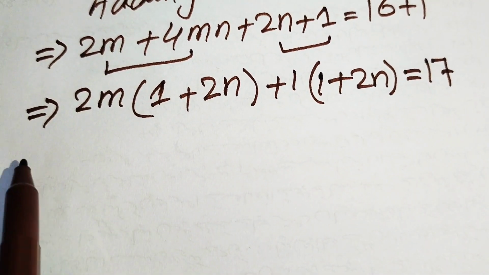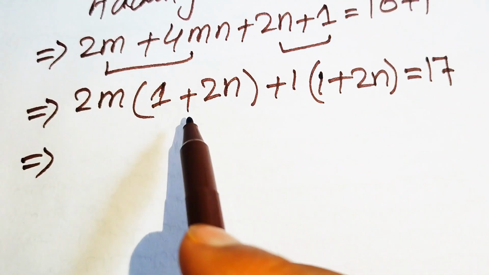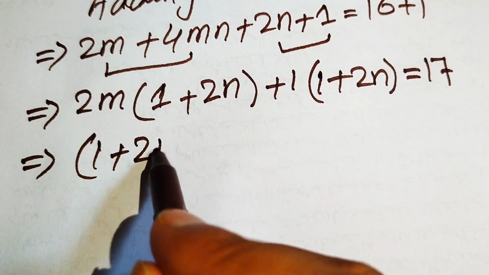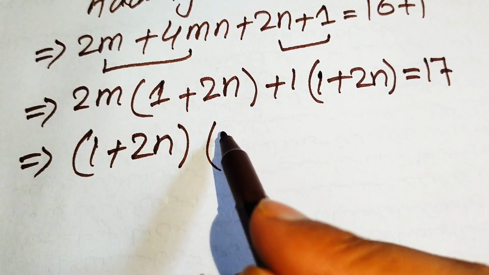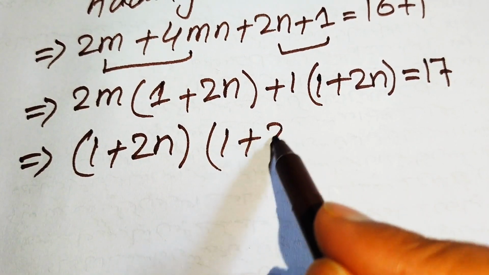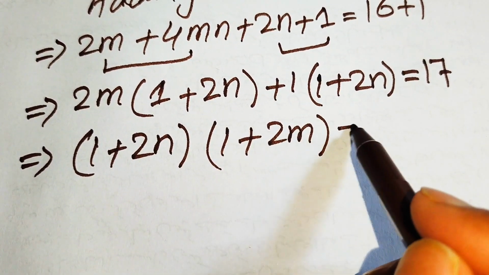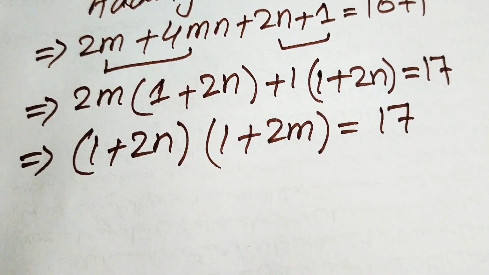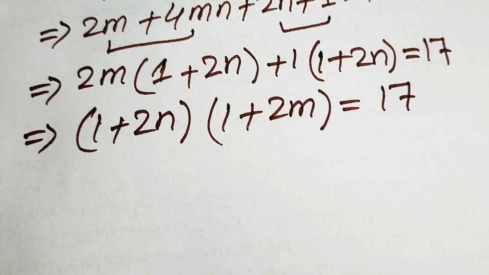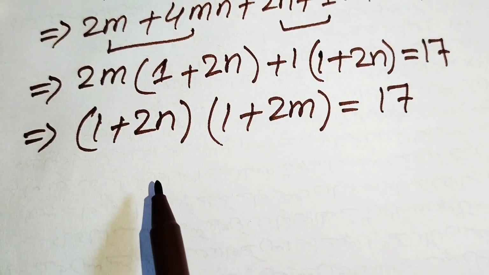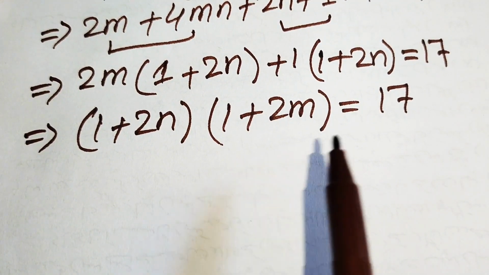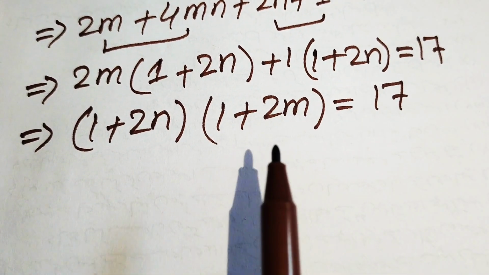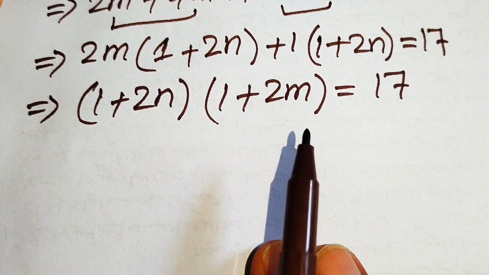After that, you see here we have 1 plus 2n as the common term, so we take common 1 plus 2n, and the remaining term is 1 plus 2m, and this whole equals 17. So focus on the left hand side: we have two factors multiplied by each other, but in the right hand side we have only one factor. So first we make two factors on the right hand side.